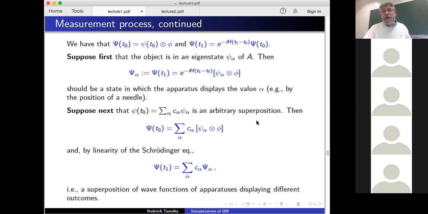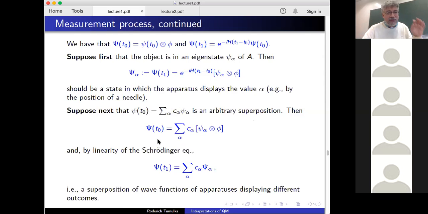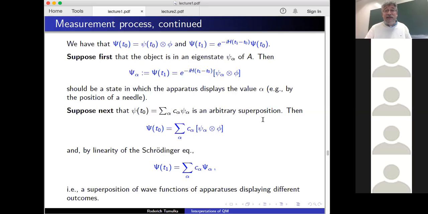Okay, then it follows by the linearity of the Schrödinger equation that the wave function at time t1 is the same superposition of the psi alphas. Let me say that again. At t0, the wave function of object and apparatus together is this expression. Okay, it evolves to this thing, which is a superposition of wave functions of apparatuses displaying different outcomes.